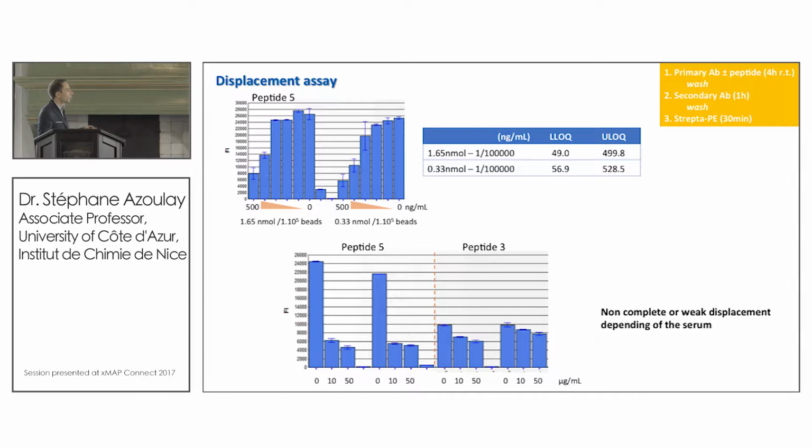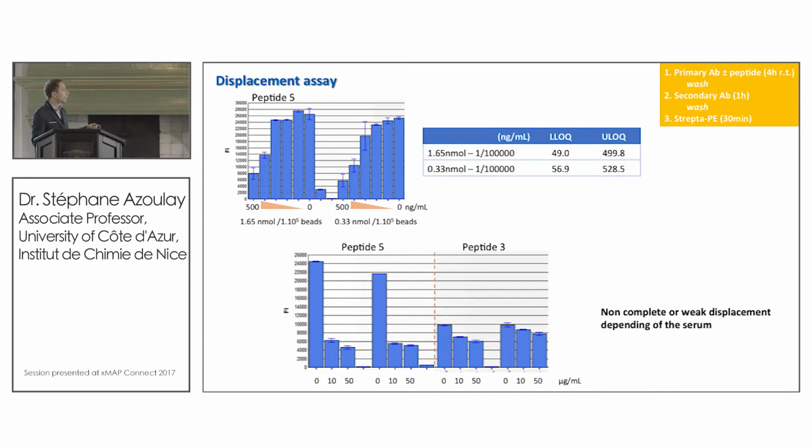there still remained a high fluorescence intensity, whereas the bead was not fluorescent at all when there is nothing coupled on it. So we tried to increase the concentration of the peptide to completely displace the complex between the bead and the antibody. And even at very high concentrations of the peptide, we had no displacement. So that was a little bit strange for us.